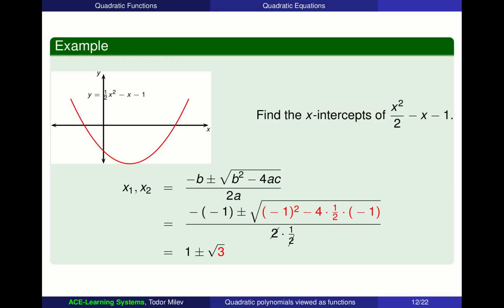Well, that's it. We're done. Our two solutions are 1 plus or minus radical of 3. Right? So here's 1 minus radical of 3. And here's 1 plus radical of 3. Okay? There's a small typo on the slide. Please ignore that. Once again, this is 1 minus radical of 3, and this is 1 plus radical of 3.